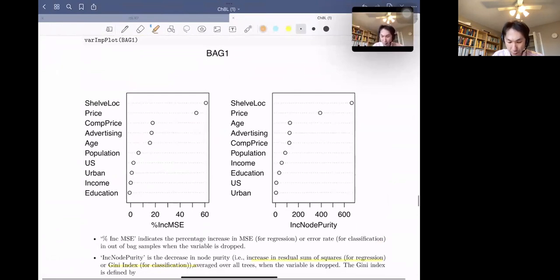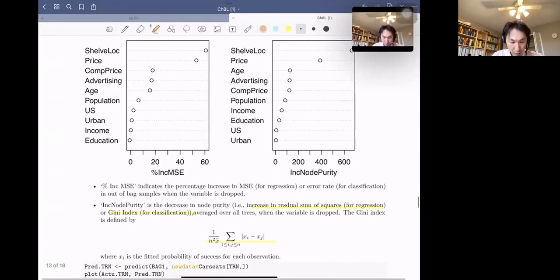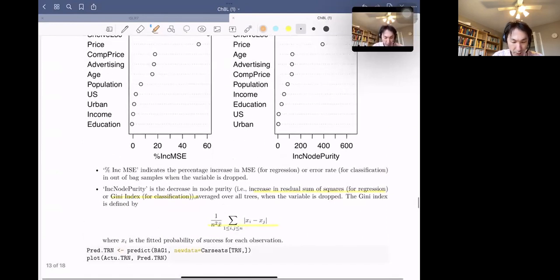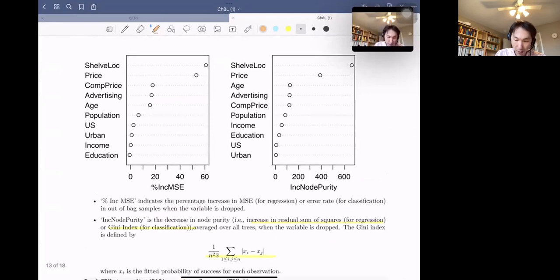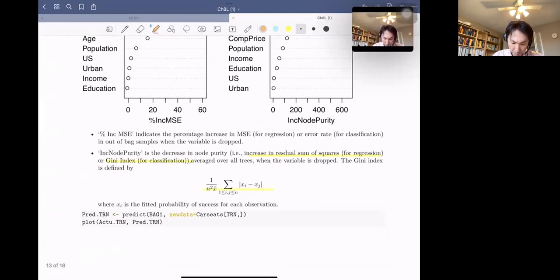And this is a graph for that. So shelf location and the price are more important than other variables. And maybe comp price, advertising, and age are the second most important variables. And the others probably have an impact on the MSE, but the contribution is smaller.